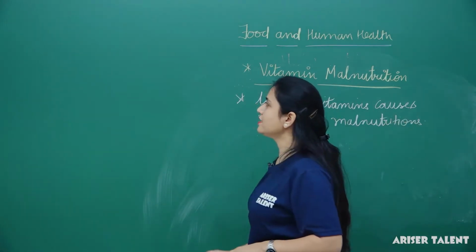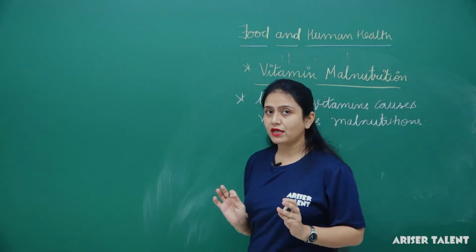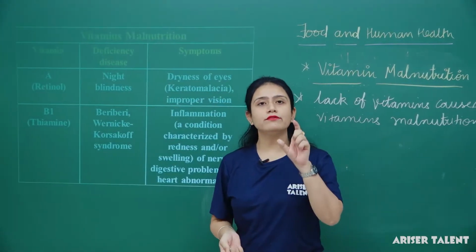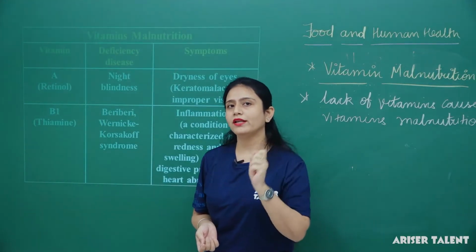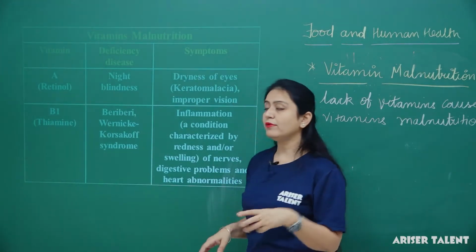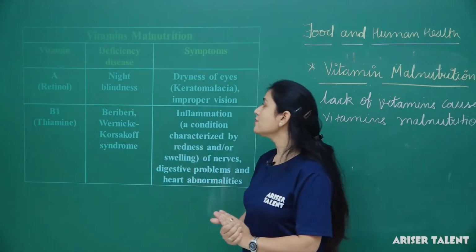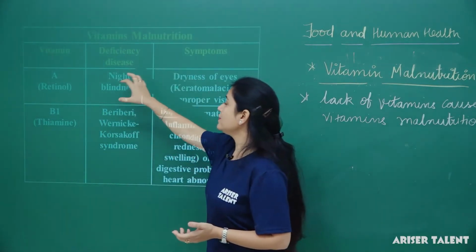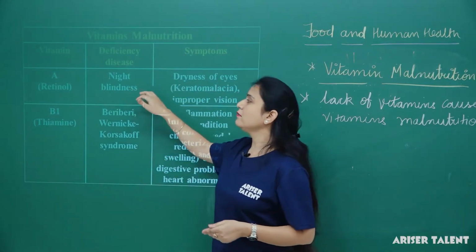So what are the diseases caused by lack of vitamins in our body? Let me tell you. Here, this is vitamin malnutrition. As I told you, different types of vitamins are required by our body. Though vitamins are required in a very little amount, different types of vitamins perform different functions in our body. So if there is lack of that vitamin, definitely it will cause vitamin malnutrition. So let's discuss vitamin A, also known as retinol. Deficiency disease: if there is deficiency of vitamin A, definitely it will cause night blindness.